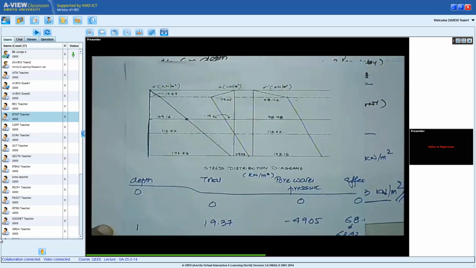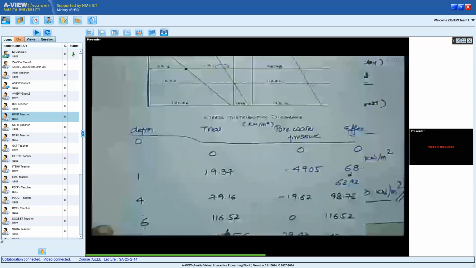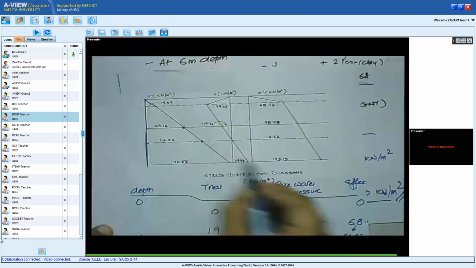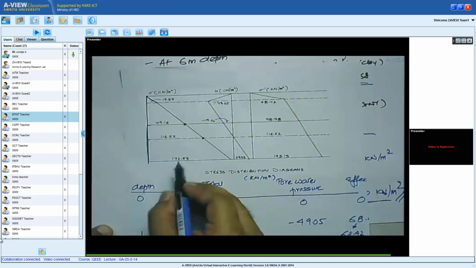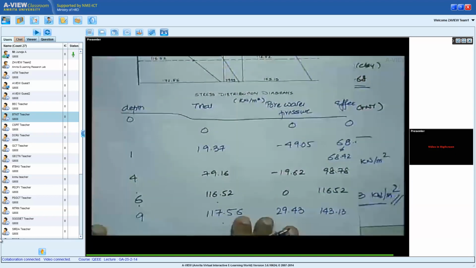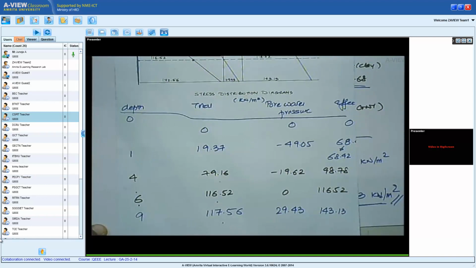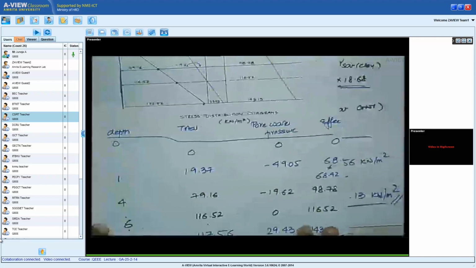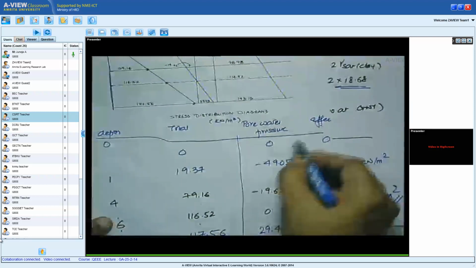The next one is at 6 meter depth, which is 116.52. So that's 116.52. The rest one, if you scroll down, 9 meter, it's again 117. So I have this 117 over here.